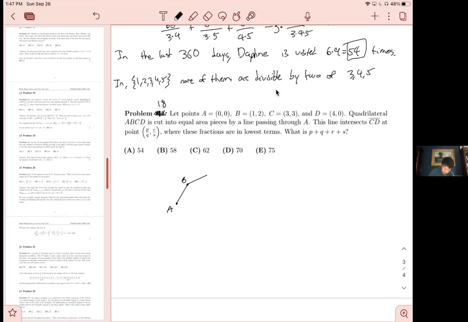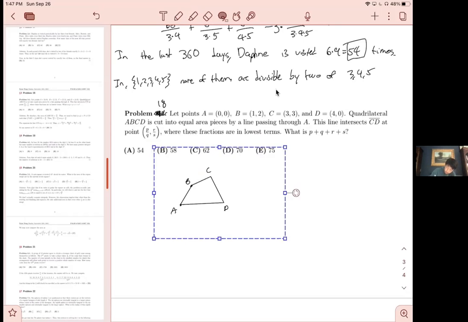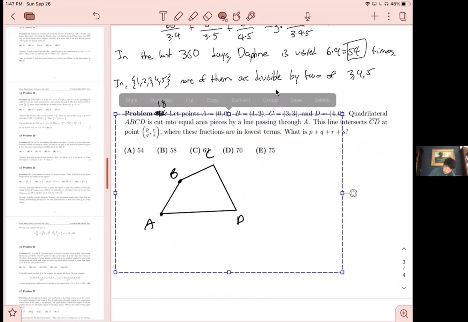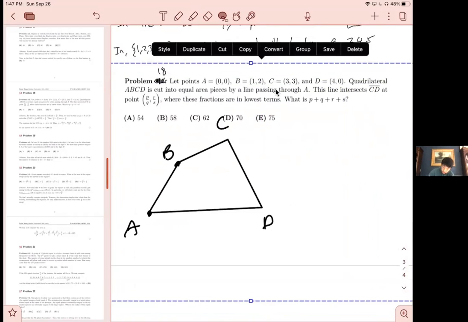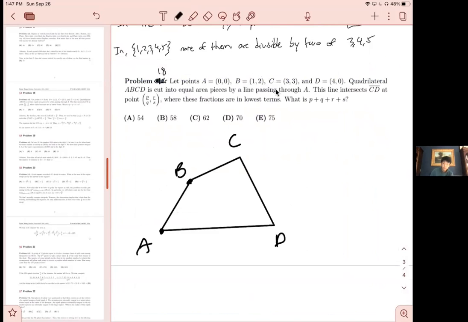Yeah, so the very first thing to do in a geometry problem is to draw a diagram. This diagram is too small. This is why I like immutability. Okay, giant. Yeah, so we have this quadrilateral.